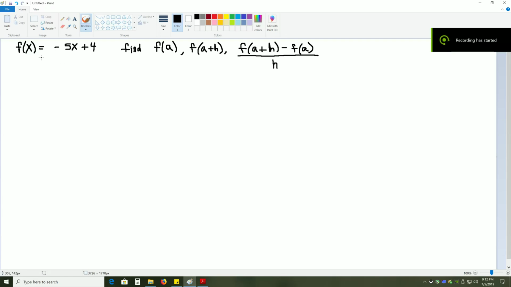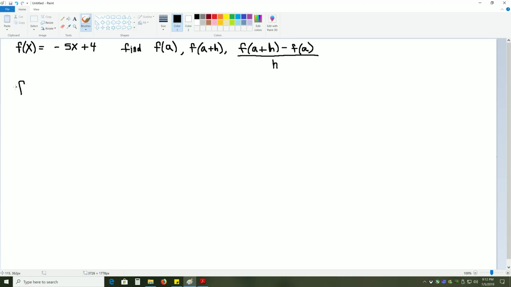For this problem, we're given the function f of x equals negative 5x plus 4. With that, we want to find f of a plus h, and then f of a plus h minus f of a all over h. So to start this off, we'll begin with our first step, which is finding f of a.